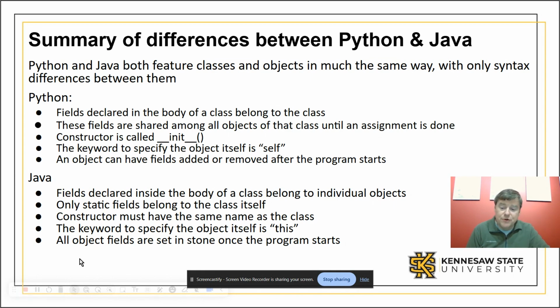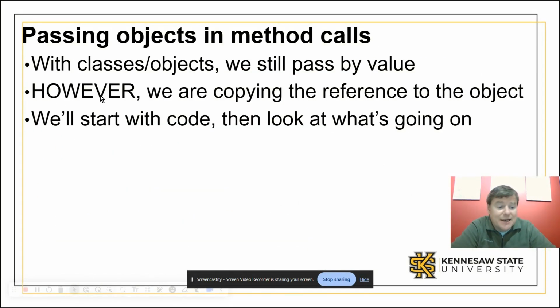Remember the this keyword from half an hour ago? All objects can have fields added or removed after the program starts. All objects are set in stone once the program starts in Java. Again, because Python is interpreted, as the code is running, you can suddenly add an attribute to a class. You can't do that in Java. You have to declare the class up front before it's ever used, and then once it's instantiated, once the program's running, you cannot change what attributes are there. You can't add an attribute or remove an attribute.